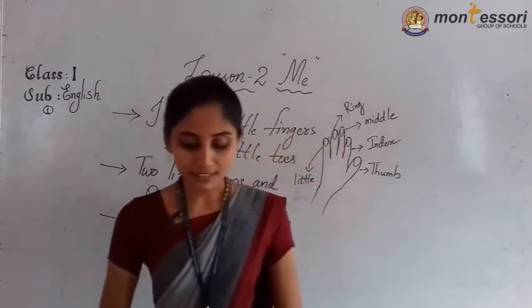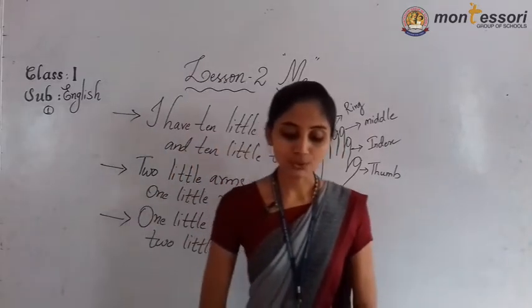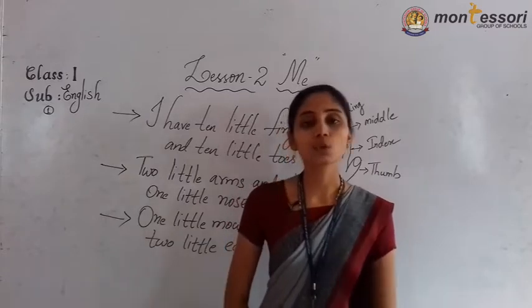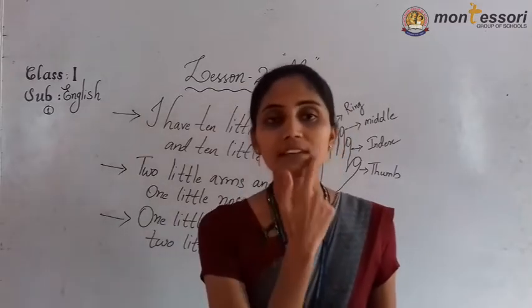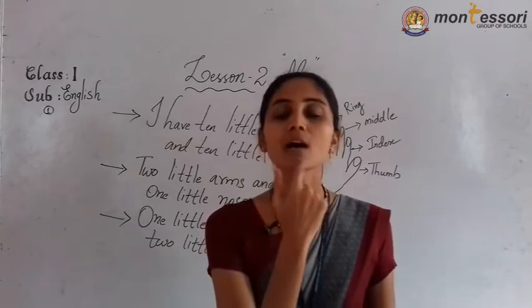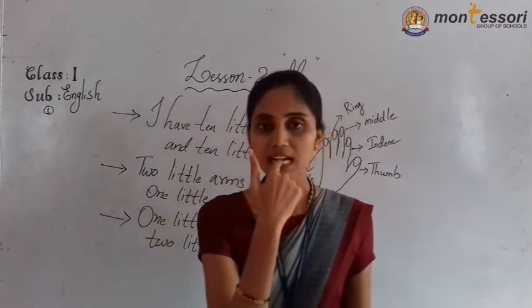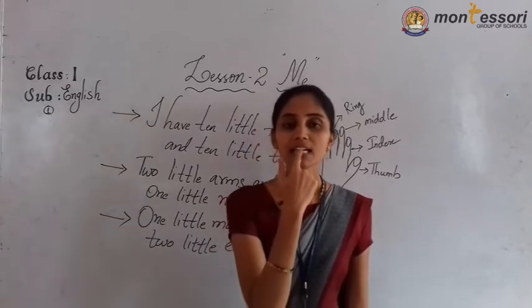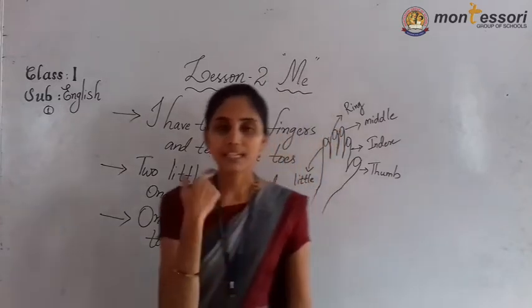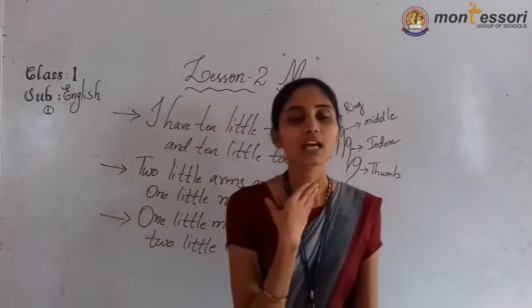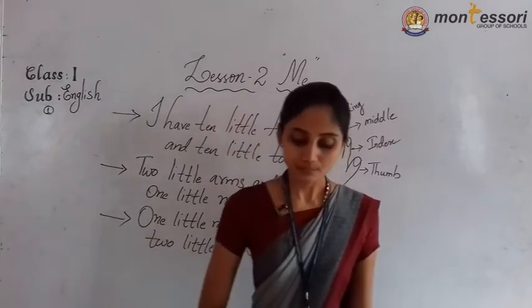Next, 1 little mouth and 2 little ears. Point to mouth and ears. Show me your mouth. This is our mouth. Our mouth consists of 2 lips, tongue. This is our tongue, and teeth. We can speak, we can sing, we will eat. Yes or no? With the help of our mouth.